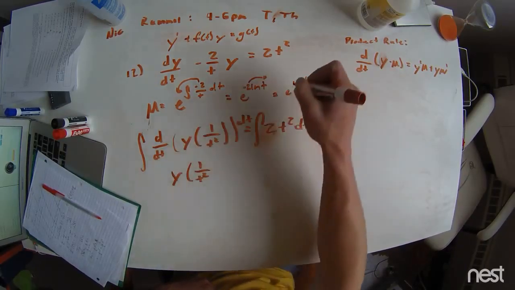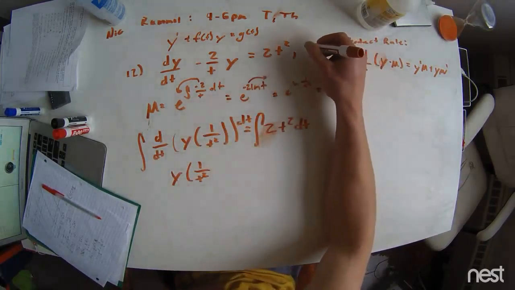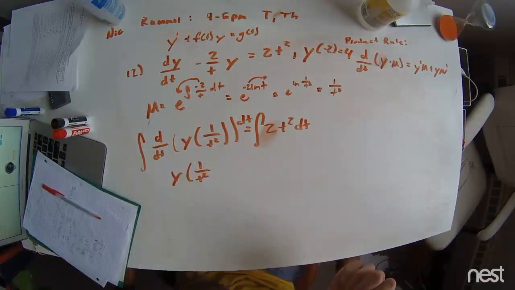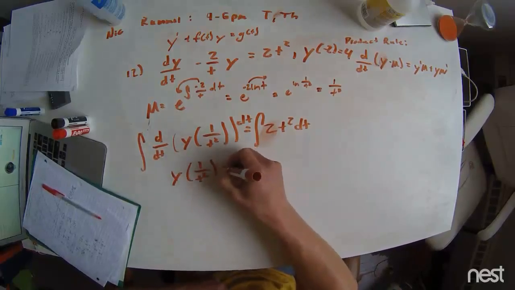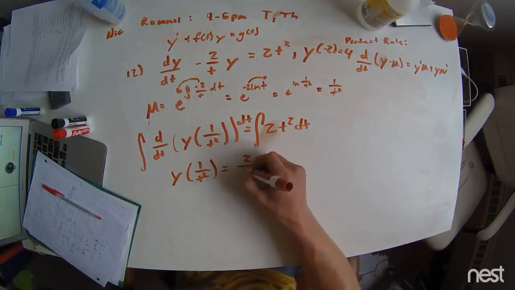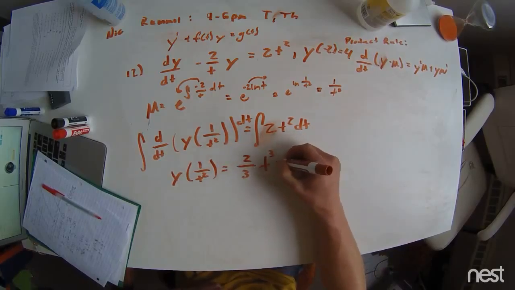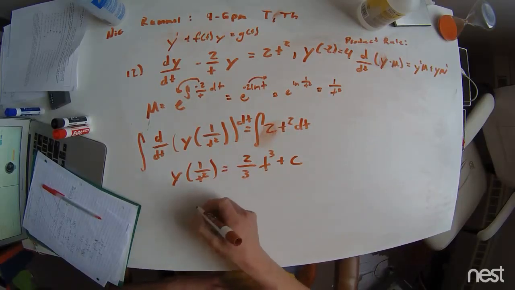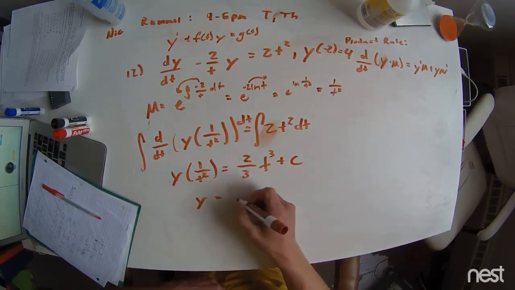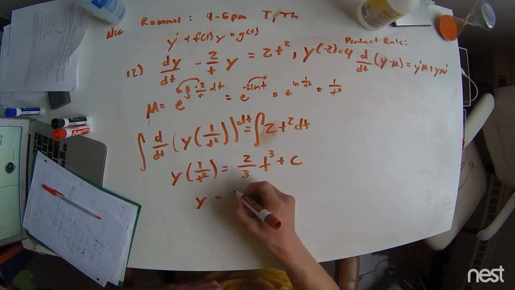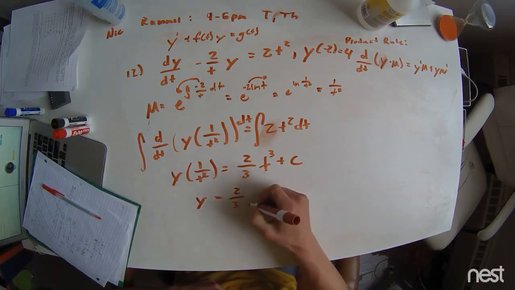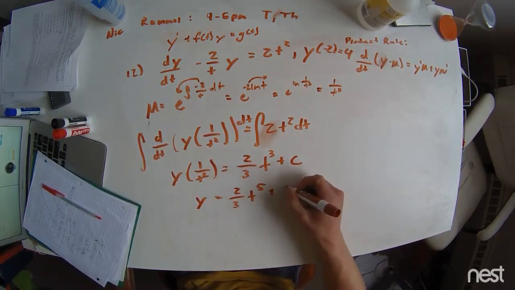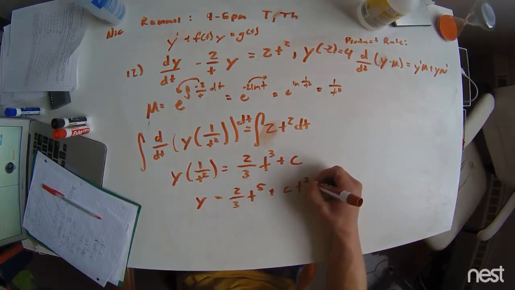And I'm sorry, I did not write the initial condition at the top. So we see this happens, and then we see 2/3 t cubed plus c from this, and then we get y equals 2/3 t to the fifth plus c times t squared.